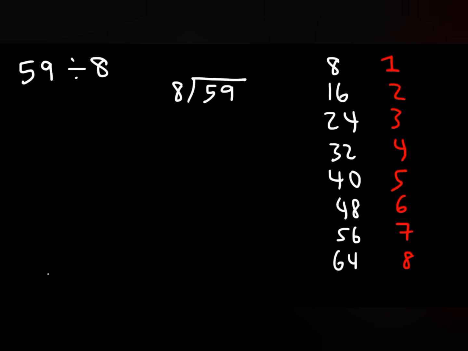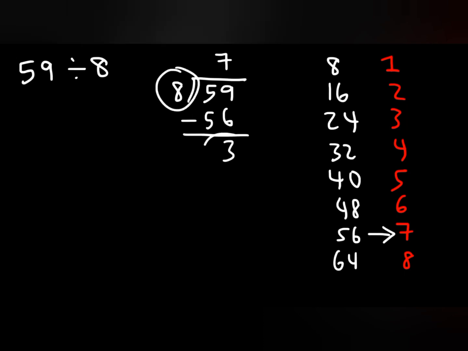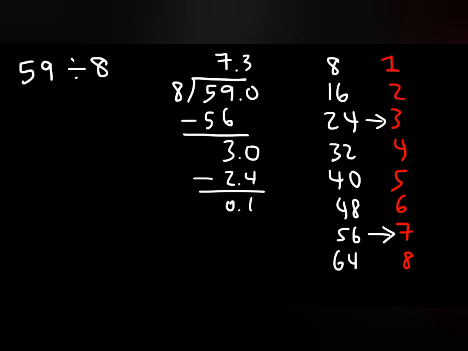So 8 goes into 59 7 times. 8 times 7 is 56. And 59 minus 56 is 3. Now 8 goes into 3 0 times. So let's add a decimal point. Now how many times does 8 go into 30? So looking at this, 32 is too much. So 24 is the highest number just under 30. So 8 goes into 30 3 times. 8 times 3 is 24. And 30 minus 24 is 6.